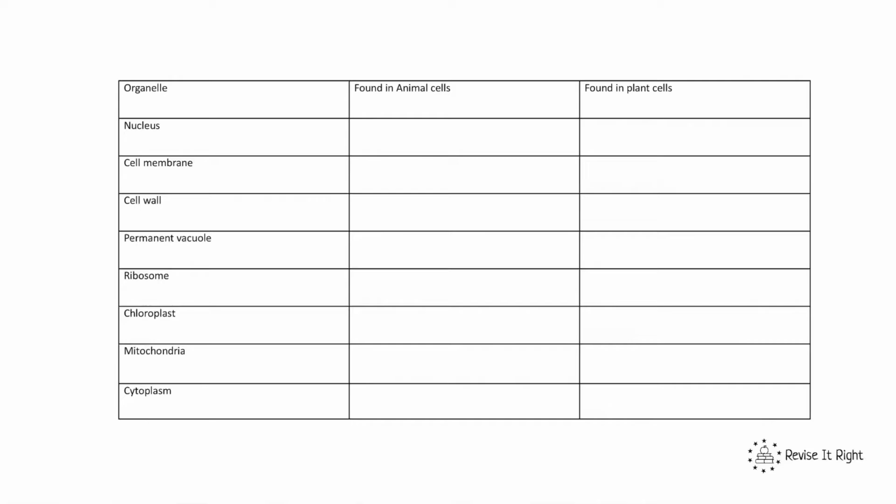Okay, so a nucleus is found in an animal cell, but it's also found in a plant cell. So you should have ticked both for that. A cell membrane is found in an animal cell and also in a plant cell. The cell wall is not found in an animal cell, but it is found in a plant cell. The permanent vacuole is not found in an animal cell, but is found in a plant cell. The ribosome is found in an animal cell and is found in a plant cell.